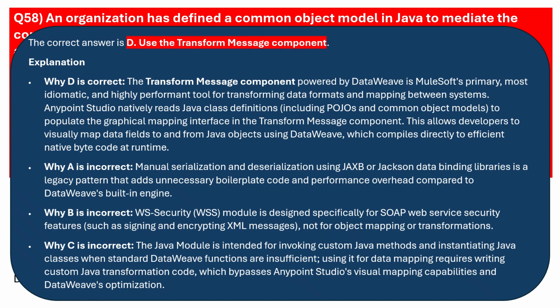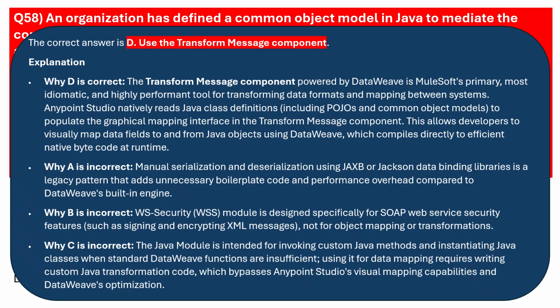The correct answer is D. Use the transform message component. Explanation. Why D is correct. The transform message component powered by DataWeave is MuleSoft's primary, most idiomatic, and highly performant tool for transforming data formats and mapping between systems. Anypoint Studio natively reads Java class definitions, including POJOs and common object models, to populate the graphical mapping interface in the transform message component. This allows developers to visually map data fields to and from Java objects using DataWeave, which compiles directly to efficient native bytecode at runtime.